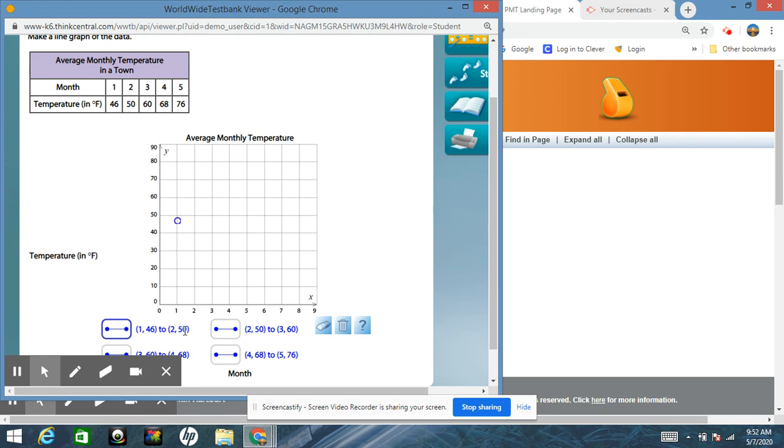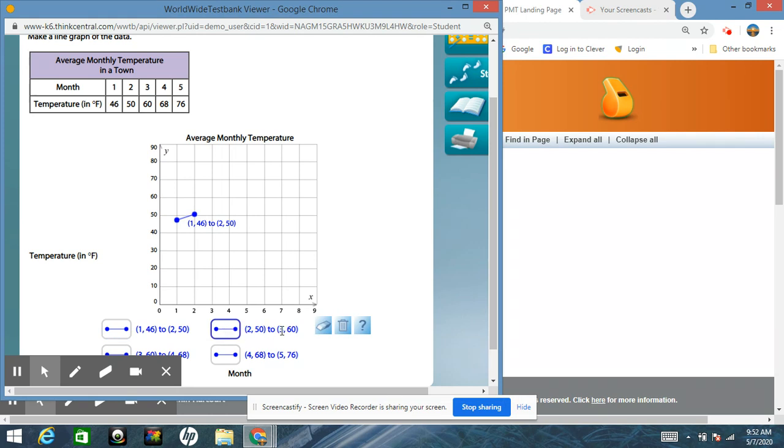Okay. Now, for 2 and 50, same thing. 2 is the x-axis. This time 50 is an exact spot. Watch what you do. You have to click this one, your first ordered pair, and you're going to move the information, the line, to 2 and 50 at the exact spot.